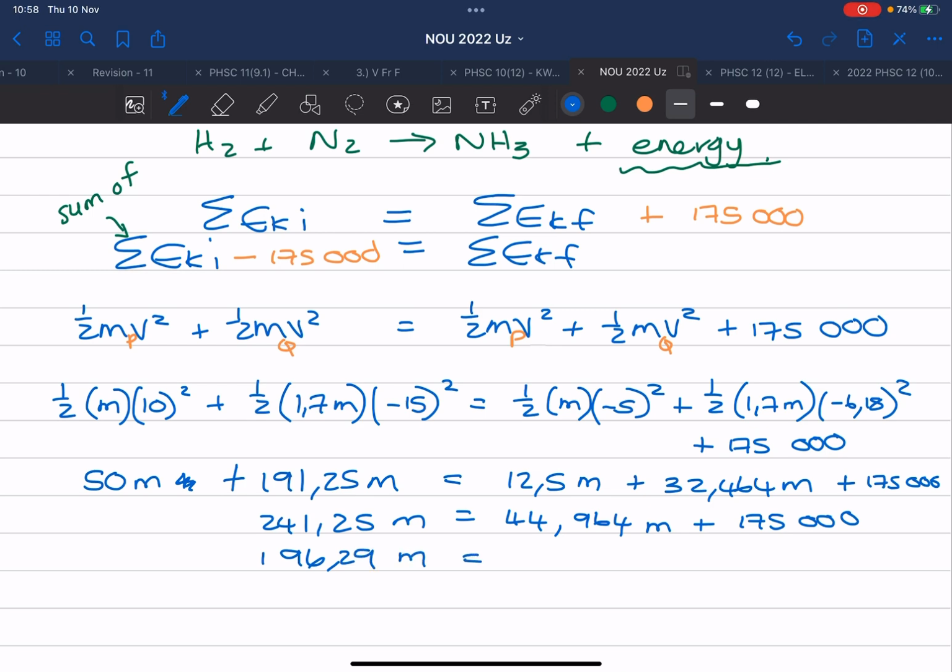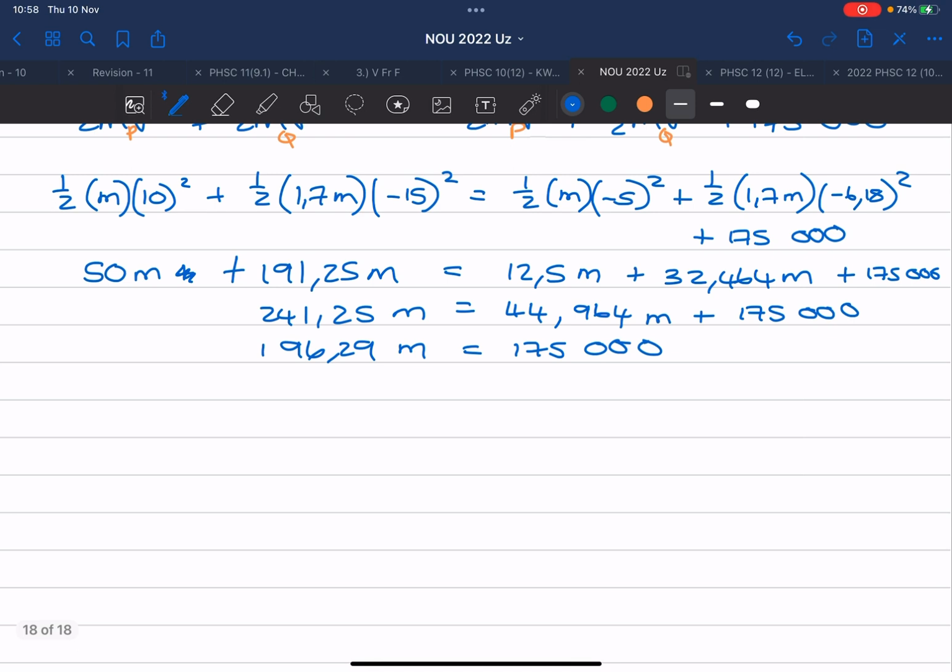6,29 m. And then we need to take the divide by 196 blah blah blah, and it gives you 891,56 kilogram. Nee? Hoekom het ek 10 kg meer as die memo?